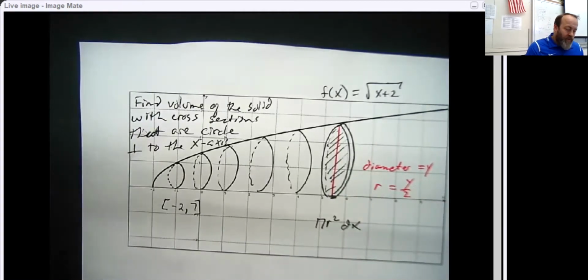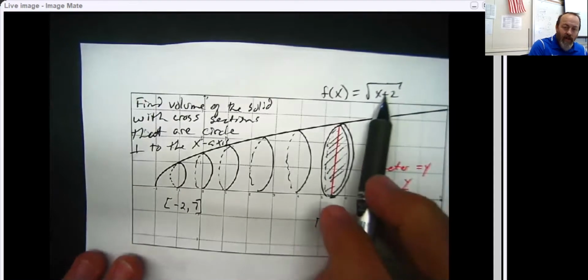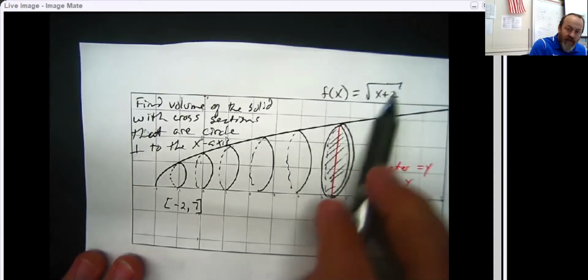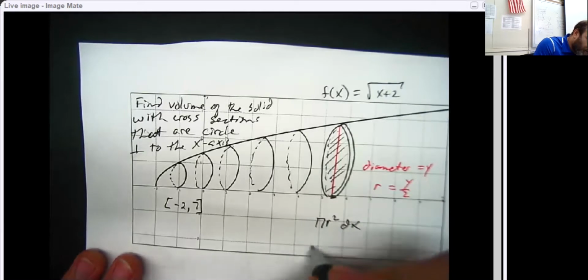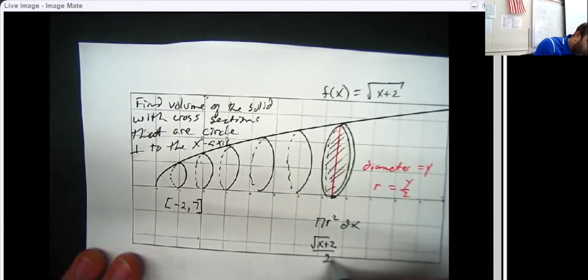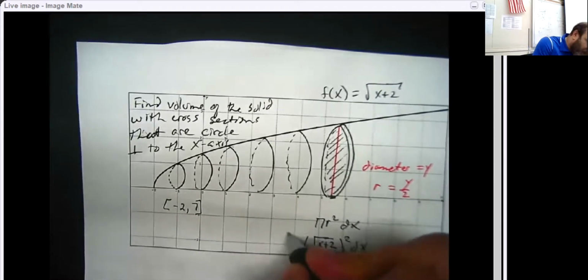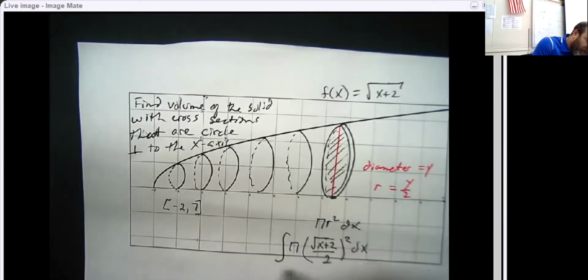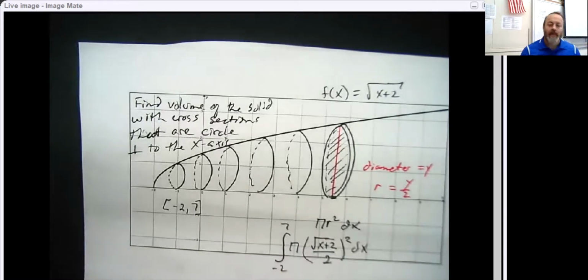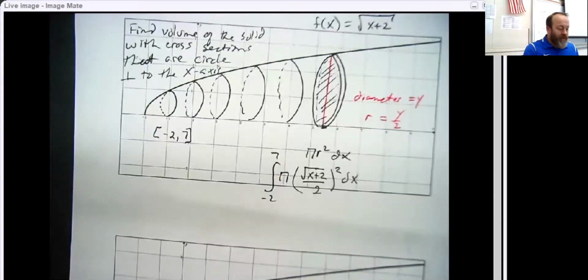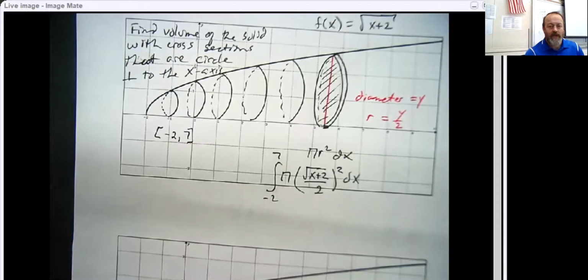But what I gave you in the story is this is y. So the radius is going to be root x plus 2 over 2. So there's my radius, but it says pi r squared dx. And I want to integrate that all the way from -2 to 7 because I want to add up all those infinitely many little discs to come up with my story.